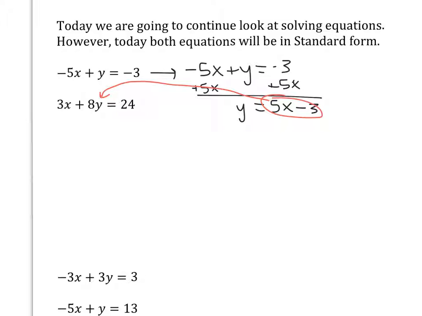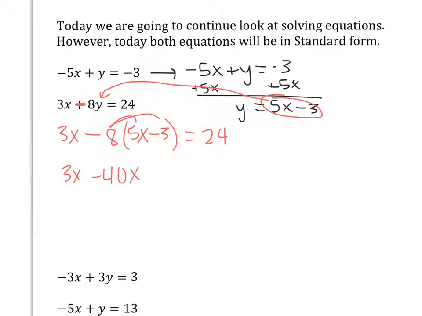And I have 3x, and let's change this to a negative 8y. That was a typo there. It should be minus 8y. So 3x minus 8 times the quantity, again, because we're substituting in the expression, 5x minus 3 equals 24. And distributing the 8 to both terms gives us 3x minus 40x plus 24 equals 24.